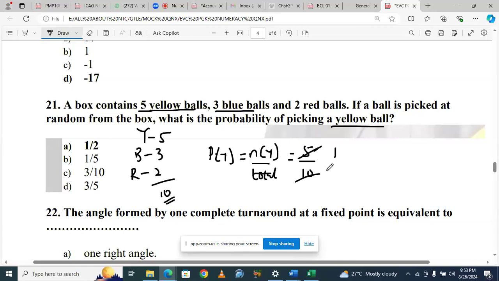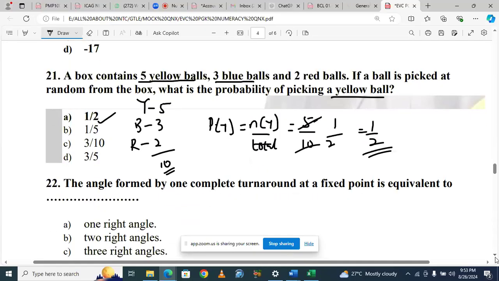This goes here 1, this goes here 2. So final answer is what? Is it okay? 0.5.